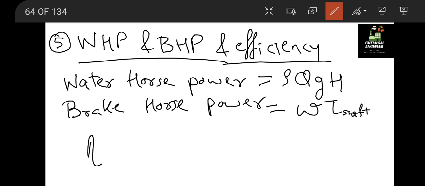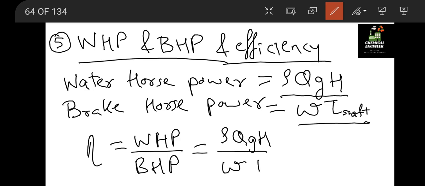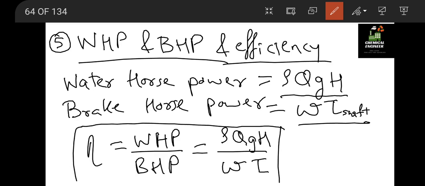So amount of energy that is given to a pump is omega into tau of shaft, and the work that is done by the pump on water is WHP. So WHP divided by BHP, which is given as rho QGH divided by omega T. Omega T is generally not given directly, so you will get directly a value, that is the power required by a pump. So put that in BHP.